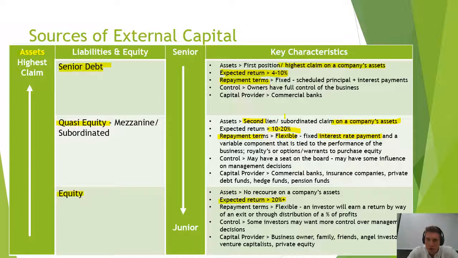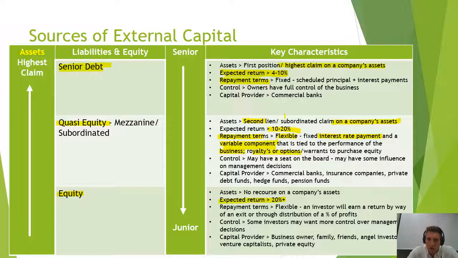And the variable component that is involved with quasi-equity is also flexible in that the royalty fee may only have to be paid once per year, and the shares that a quasi-equity lender receives through the execution of options to purchase equity in a company may not be sold for a number of years. So again, the repayment terms are much more flexible than they are with senior debt.